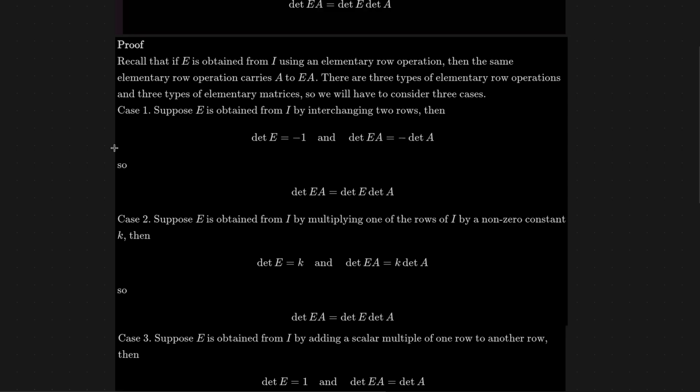Okay? Then since the determinant of the identity matrix is equal to 1, remember if we interchange two rows, that just swaps the sign on the determinant. So that means the determinant of E would be -1.